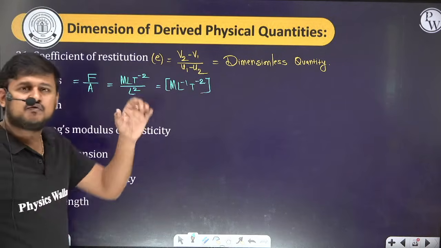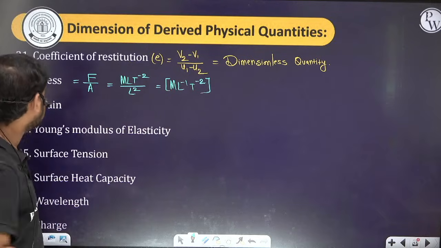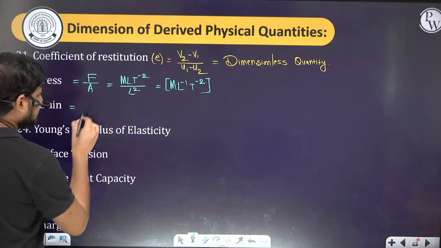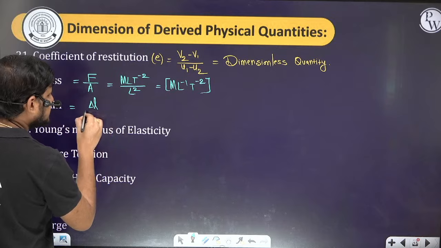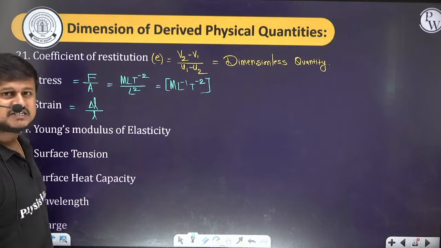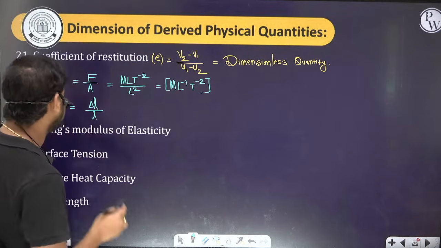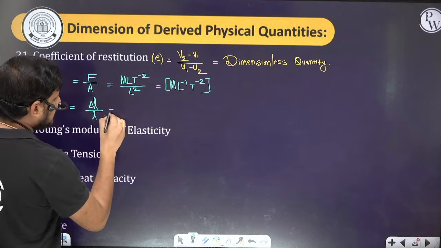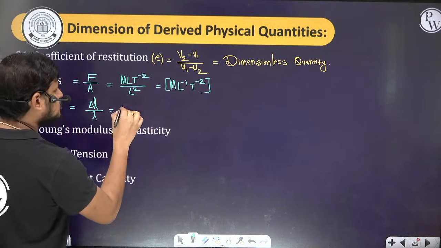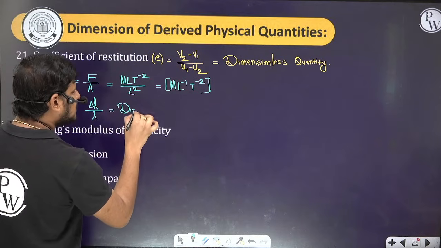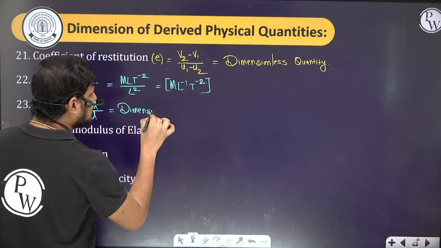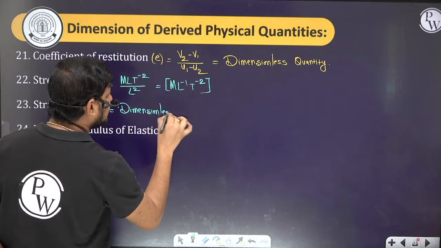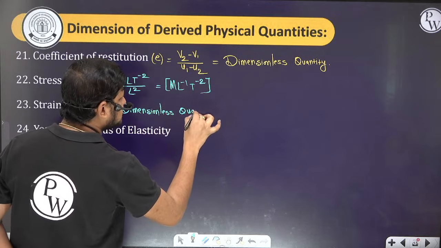Stress is nothing but force upon area. Clear? And then strain is nothing but the change in length by original length. The strain formula is change in length by original length. So above is length and the denominator also length, so length gets cancelled. So it's a dimensionless quantity again. Clear this part?